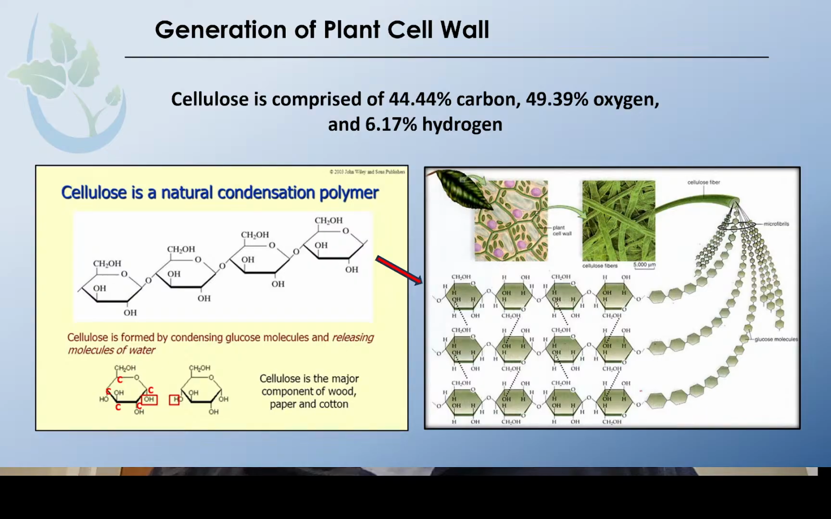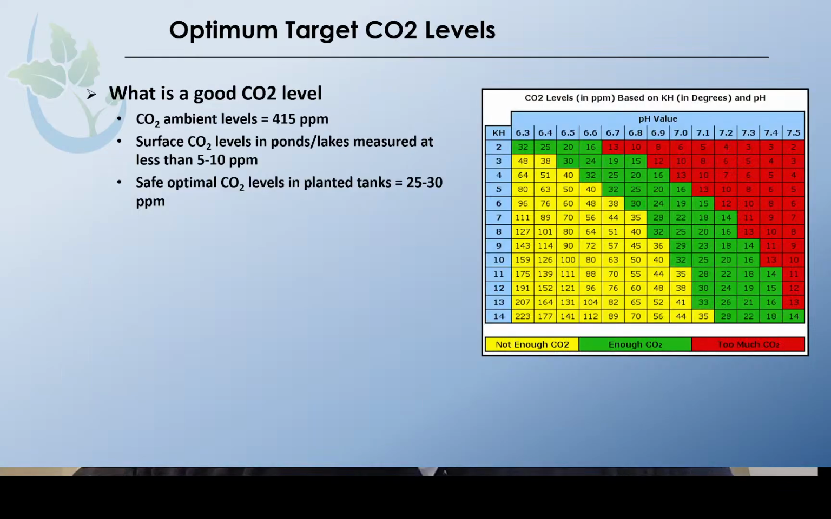And in a planted tank, it's quite limited. How do we get around that? What is a good way for us to target CO2 levels? CO2 in the ambient environment, what we're exposed to, is about 415 parts per million, which is a ton of carbon. Hence the reason terrestrial plants, your gardens, your flowers, have easy access to carbon.